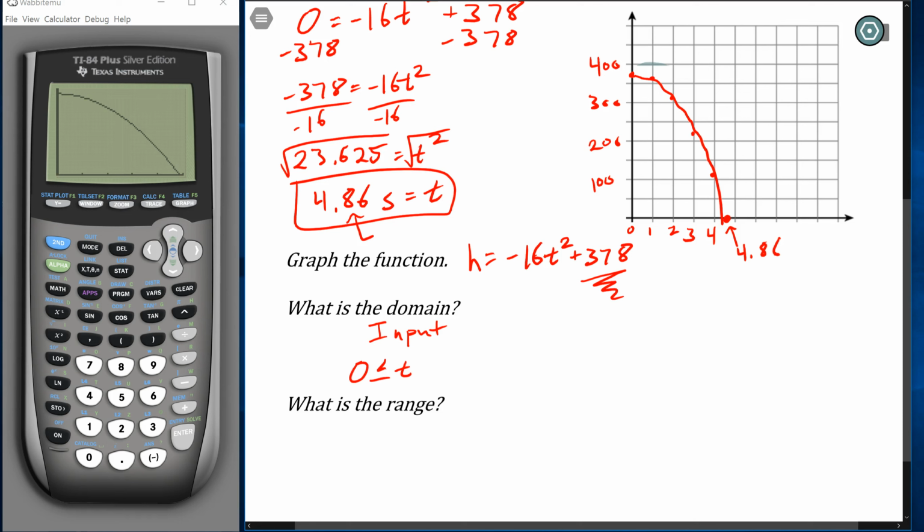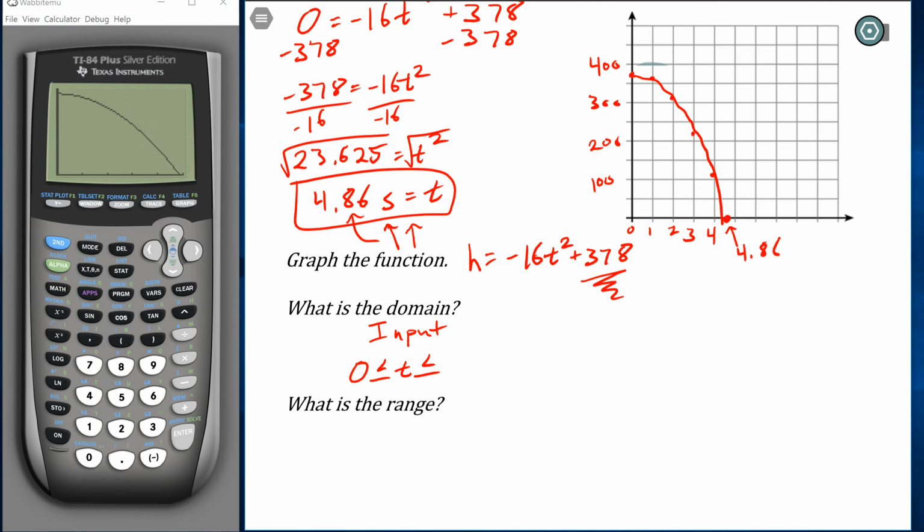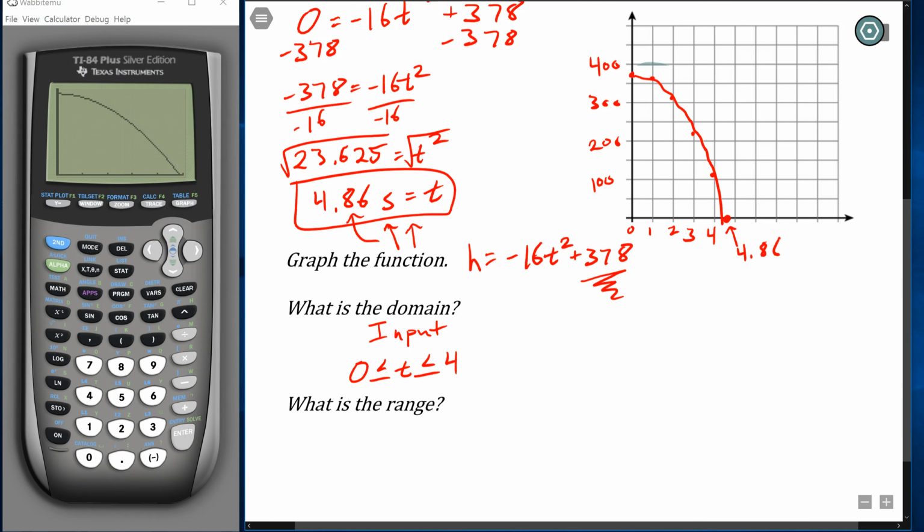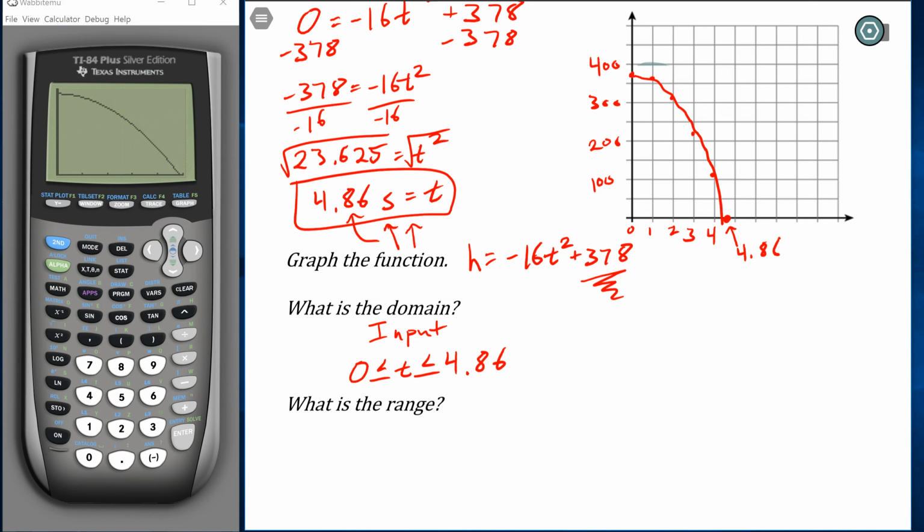Also, we said that it hits the ground at 4.86 seconds. It doesn't really make sense to go past 4.86 seconds, does it? Because I'm not going underground. The apple isn't penetrating beneath the earth and going all the way to the core. So I'm going to stop the time at 4.86. It doesn't make sense to go past that because that's the exact moment the apple hits the ground.